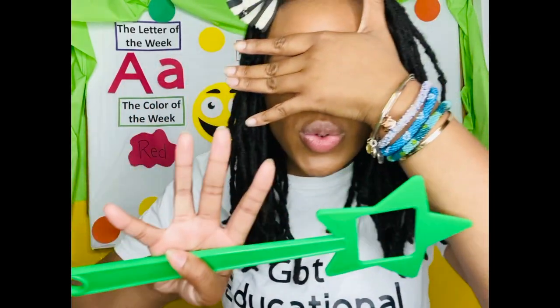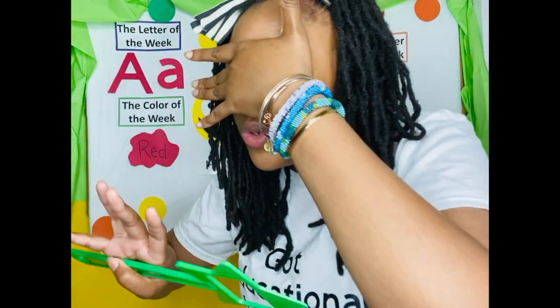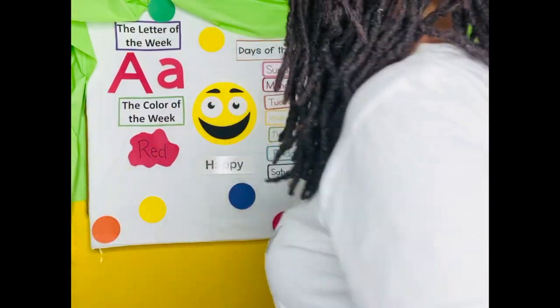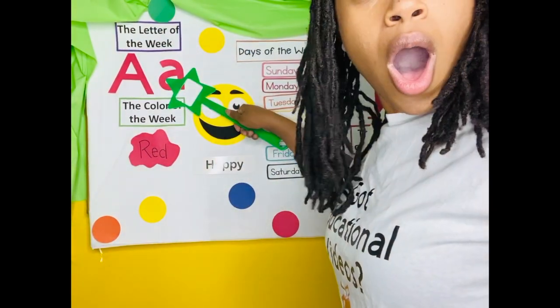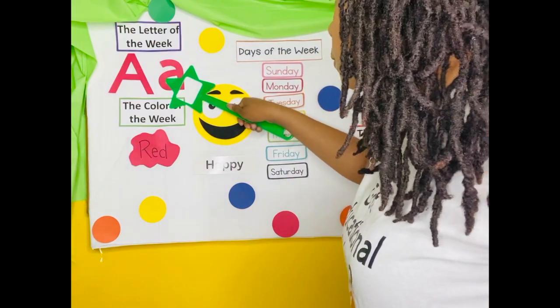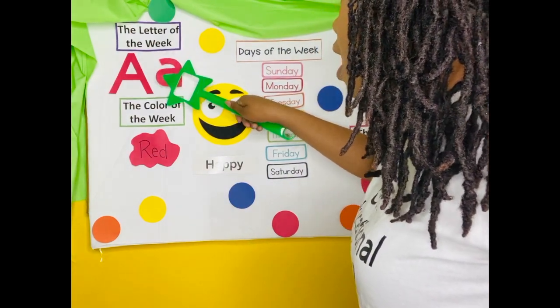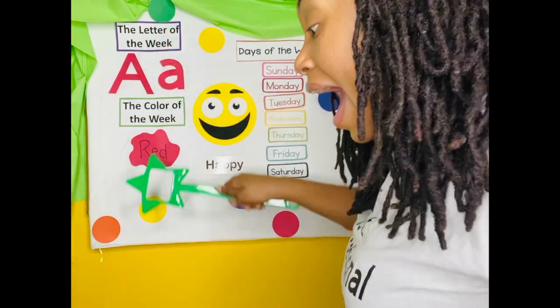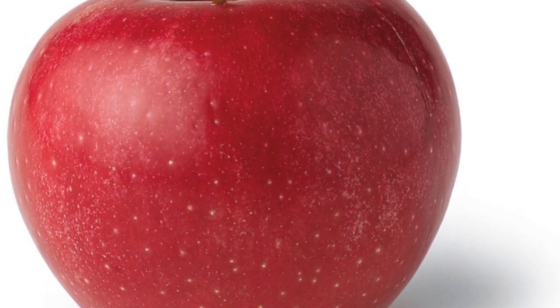1, 2, 3, 4, 5. Shh. What letter is this? What letter do we see? The letter A. A is for apple.